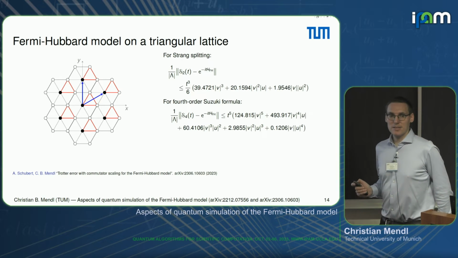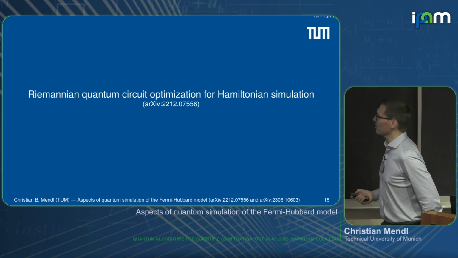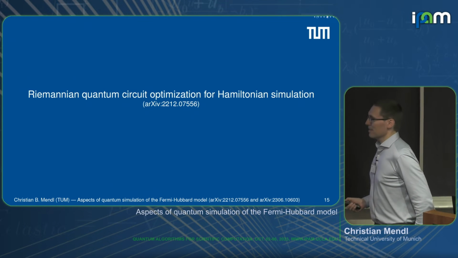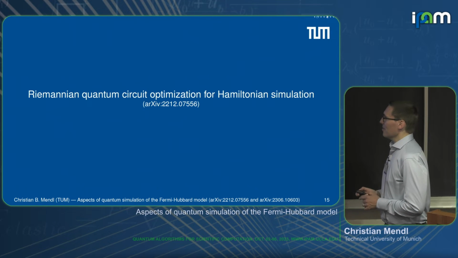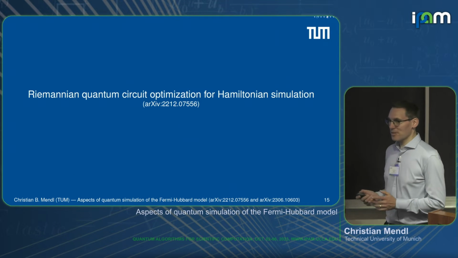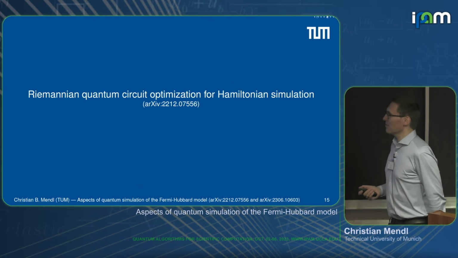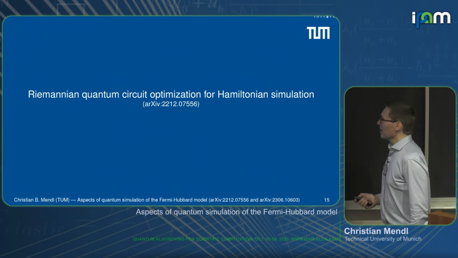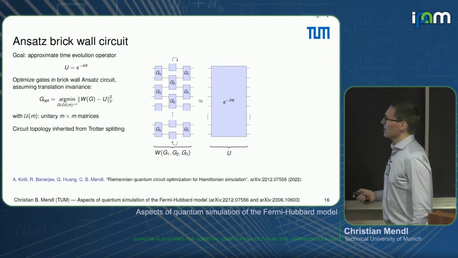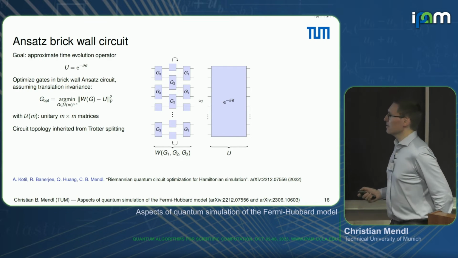And if there are no immediate questions, maybe I can go on with the second part. This is now basically switching gears in some sense. Now we assume we have a Trotter splitting error, some kind of time evolution method, and can we make it even better in some sense? Well, the idea is also relatively straightforward.